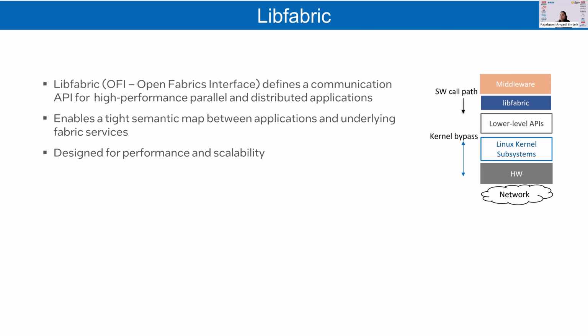So it is designed for performance and scalability. And how does it do that? It provides flexibility by supporting various underlying transports and allowing applications to choose the best suited transport for their needs without having to program for that specific fabric. And another feature is optimized path selection. This allows selecting the best transport based on the various performance characteristics that are desired, such as latency or bandwidth.